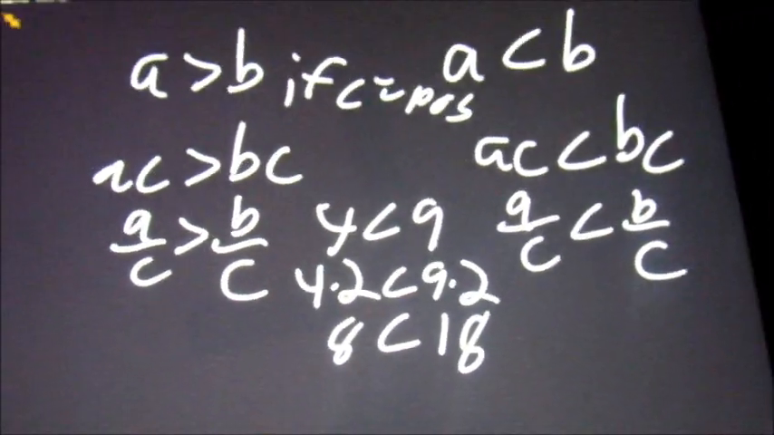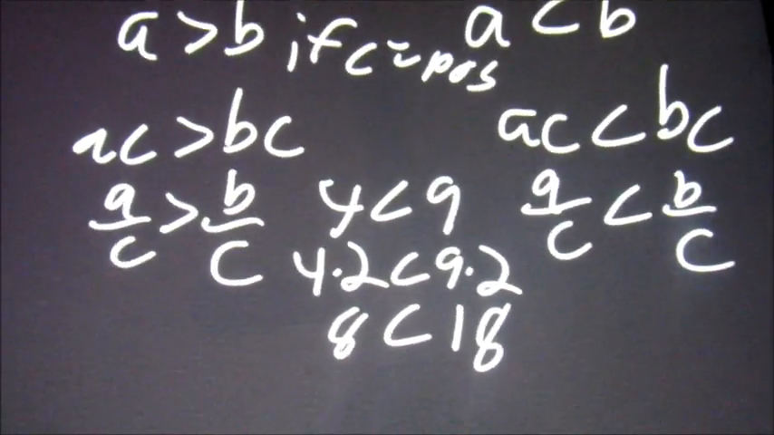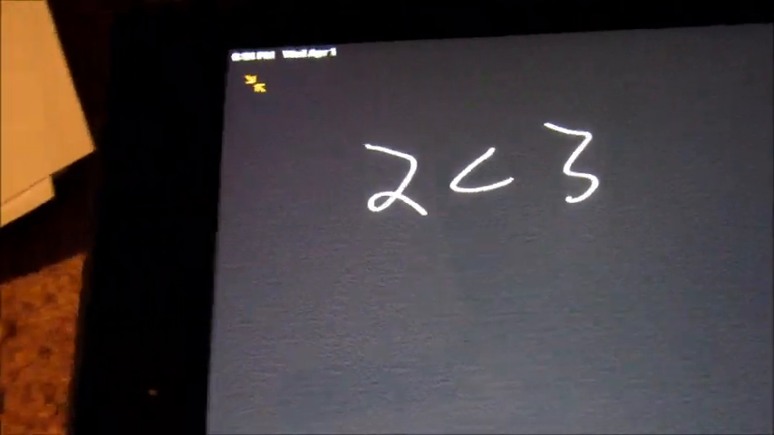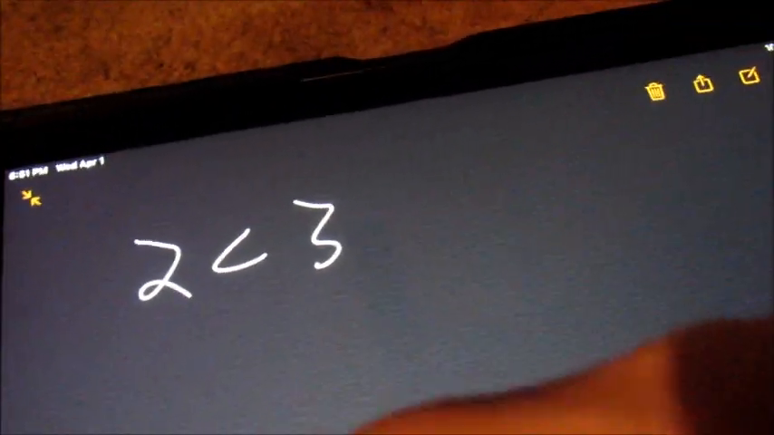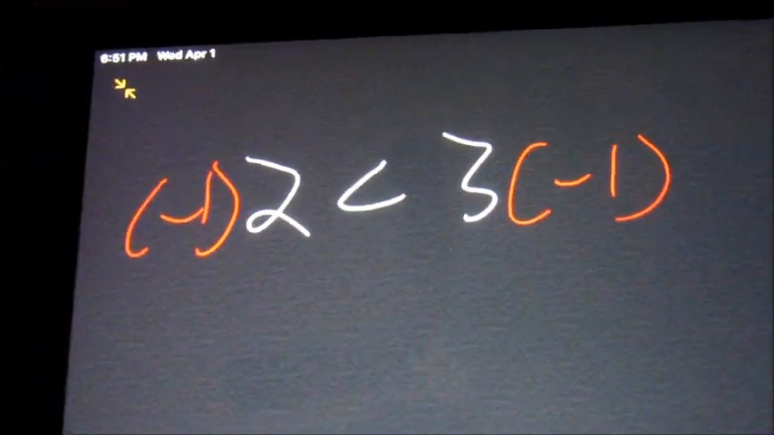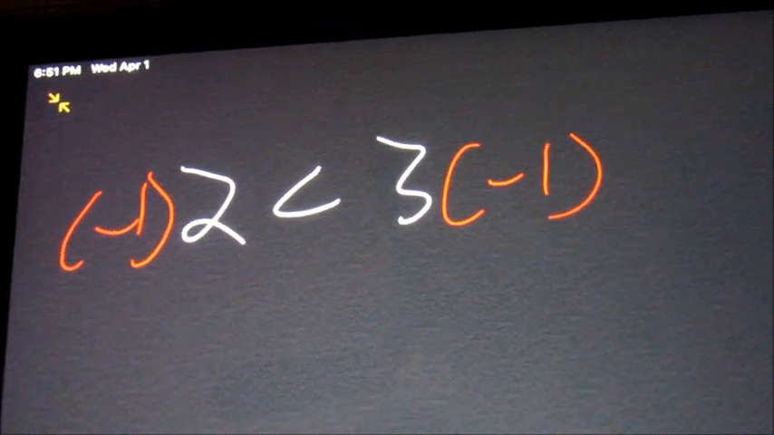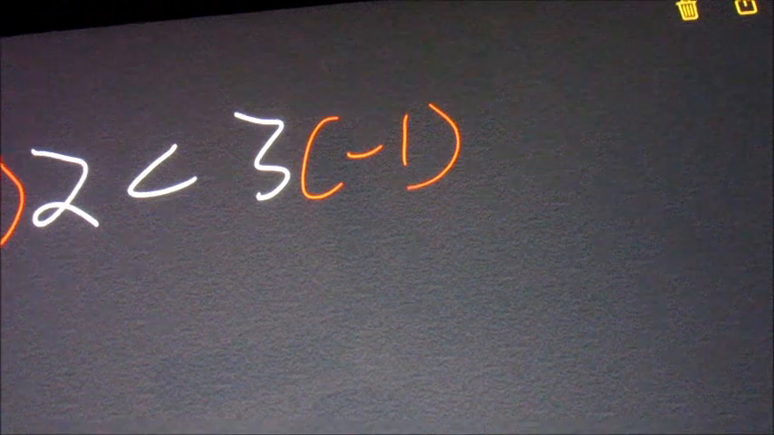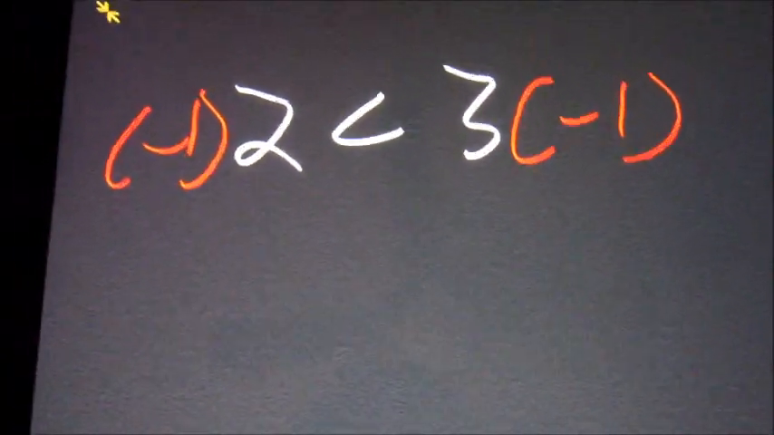Let's look at what happens if we multiply or divide by a negative. So let's do an example first. I'm going to start with 2 is less than 3. I'm going to multiply both sides by a negative 1. Okay, so now I have negative 1 times 2, and I have 3 times negative 1. So I'm going to see what happens when I do the multiplication.